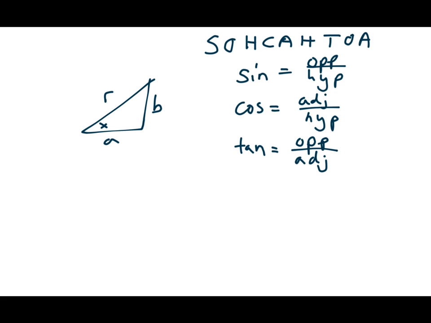And then all the other ones: cosecant goes with sine, secant goes with cosine, and cotan goes with tan. You just flip each of those.